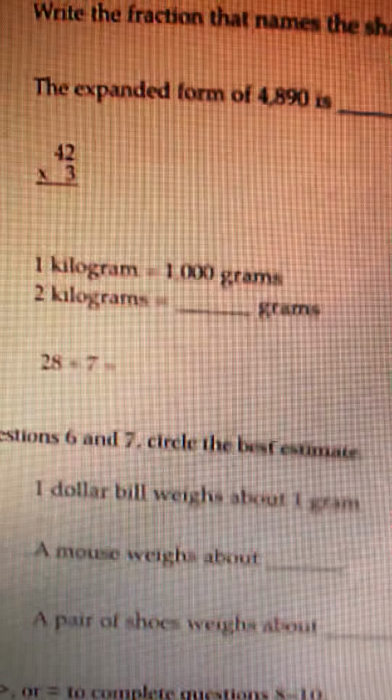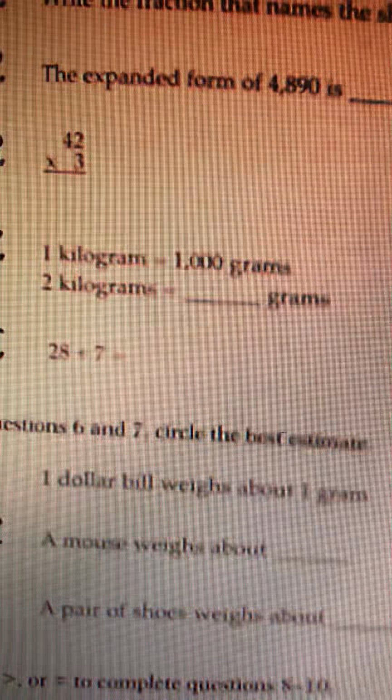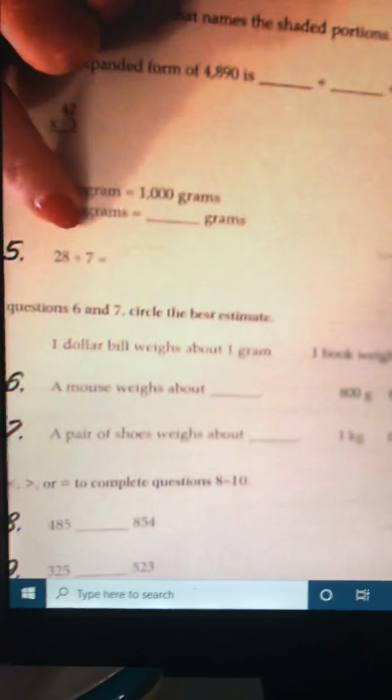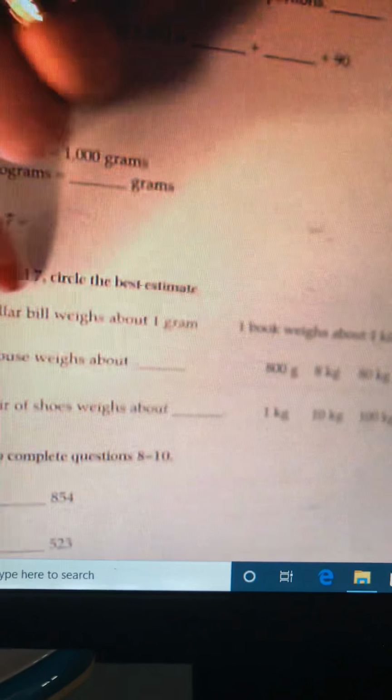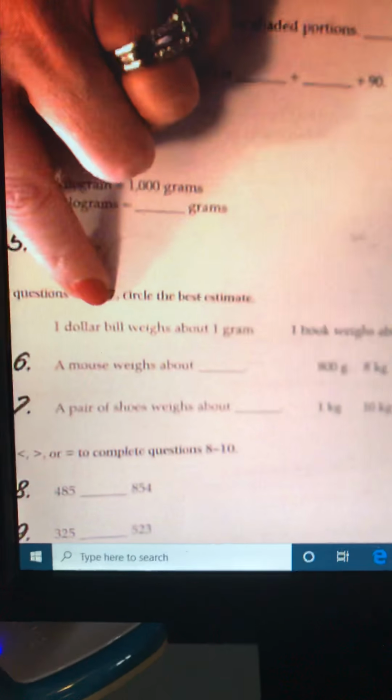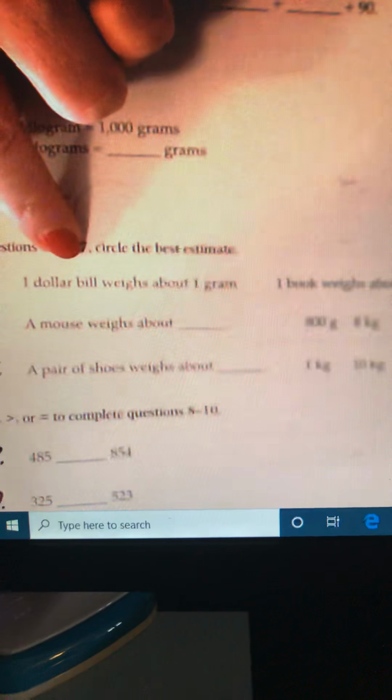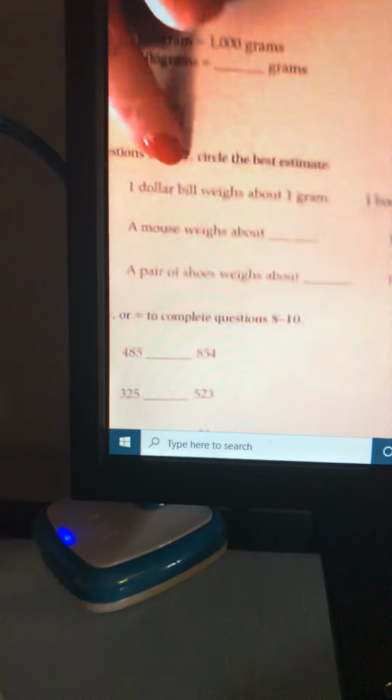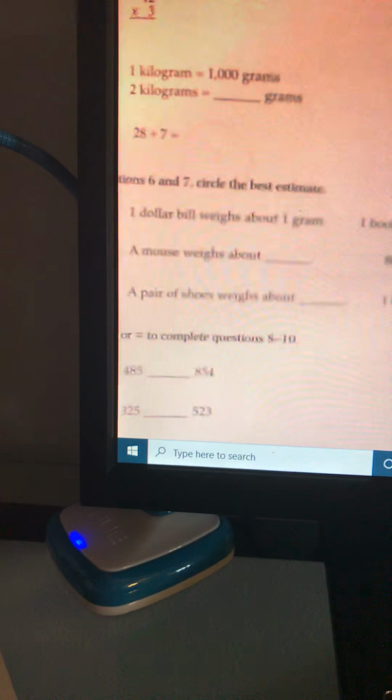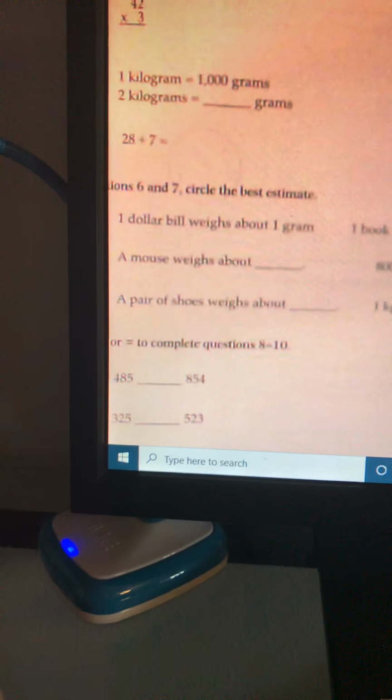On the backside, we look at fractions, another expanded form, and multiplication. We have kilograms and grams. If 1 kilogram is 1,000 grams, how many grams are in 2 kilograms? We have a division problem. We have a couple of problems here about weight where you give your best estimate, so think about what a kilogram and a gram is. And then your last 3 are the greater than, less than, or equal to problems.